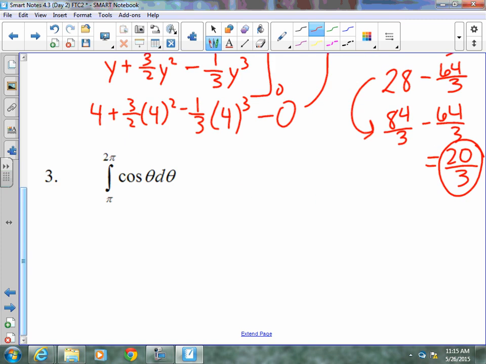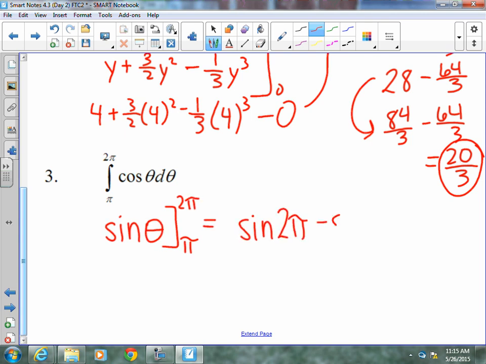Example 3. The integral from pi to 2 pi of cosine of theta d theta. Antiderive. We get sine of theta from pi to 2 pi, which is equal to sine of 2 pi minus sine of pi. Sine of 2 pi is 0. Sine of pi is 0, so that integral value is 0.